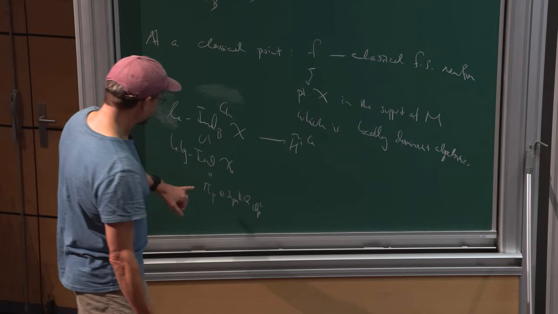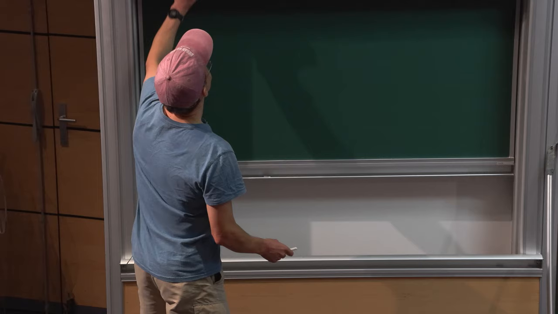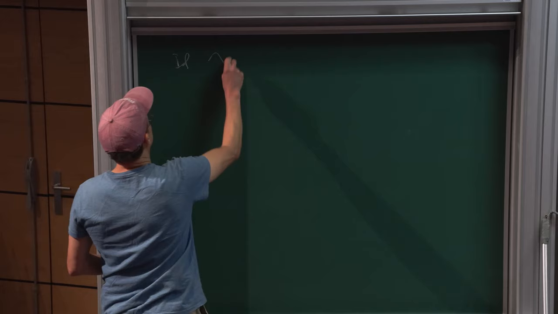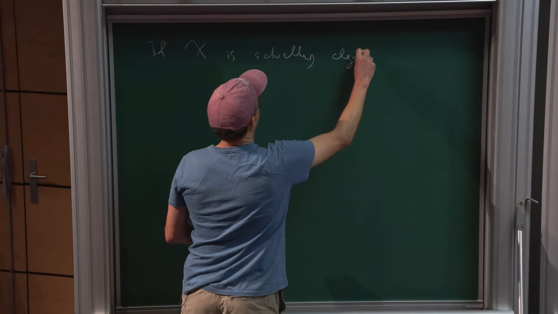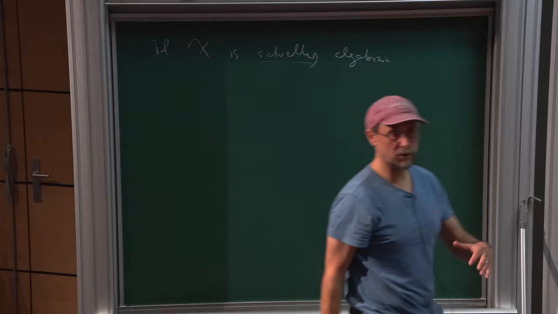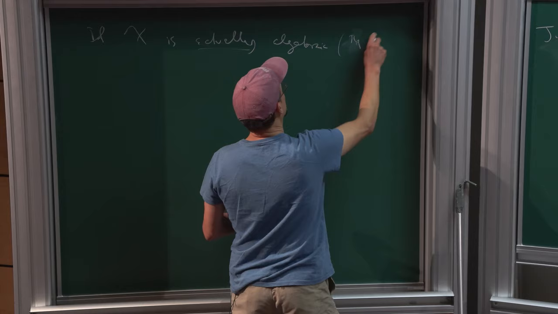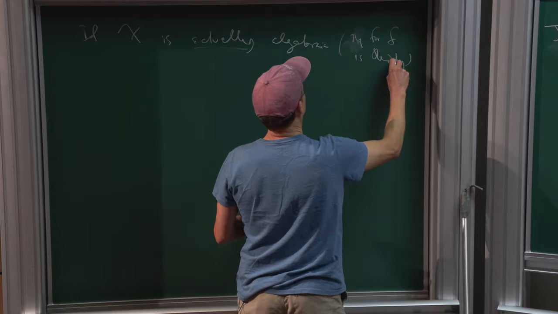But there's sort of an interesting case, which is if chi is actually algebraic. So chi is not just locally algebraic, but actually just algebraic. So when does that happen? So this is if the pi p for f is Steinberg.